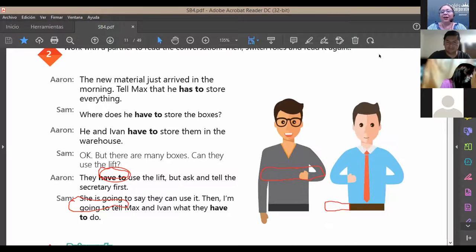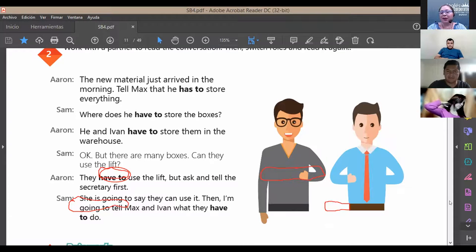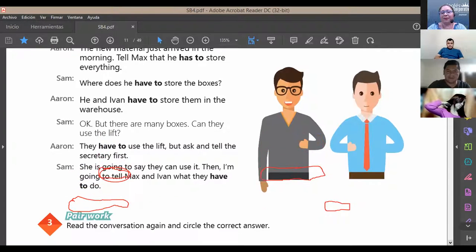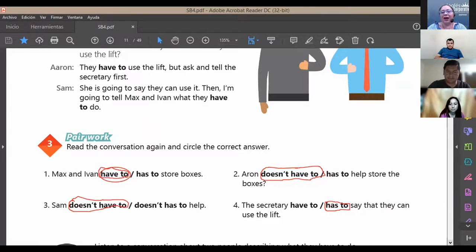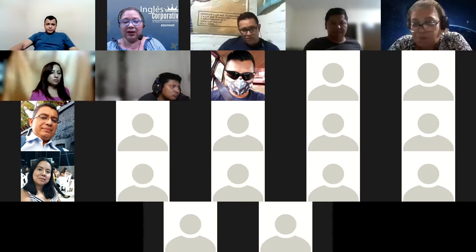Yo creo que Aaron es el jefe, ¿verdad? Él es el que está diciendo, ¿no? Él es el que está dando la orden, ¿sí? ¿Tiene que ayudar a Sam? No, right? Doesn't have to help. ¿Hoy sí, Henry? Yes, thanks. Okay, nice. Good. Bien, entonces, permítanme, porque quiero borrar todo esto y cerrar acá.